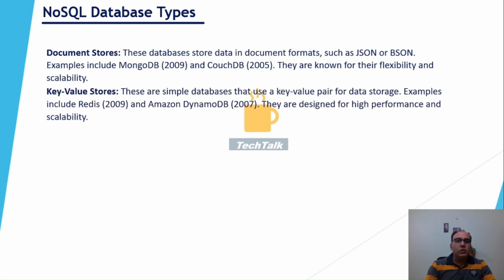Then we have key value stores. This is basically in-memory storage, wherein you can store some sort of data in memory for higher performance and scalability. Examples are Redis and Amazon Dynamo.